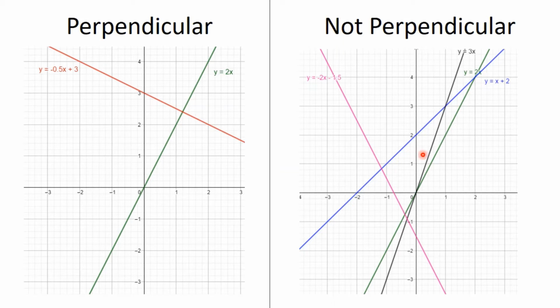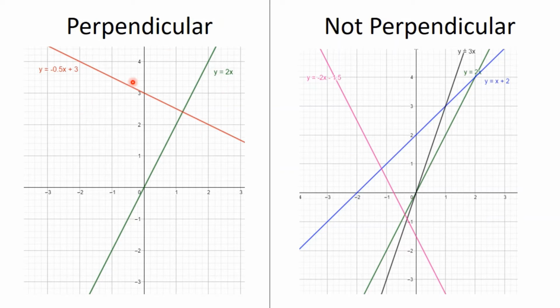Whereas on the other side here, we've got a load of lines that are not perpendicular to each other, because all of these are different angles. If you look at all their intersections, they are all different angles. Okay, so that's what we mean by a perpendicular line.